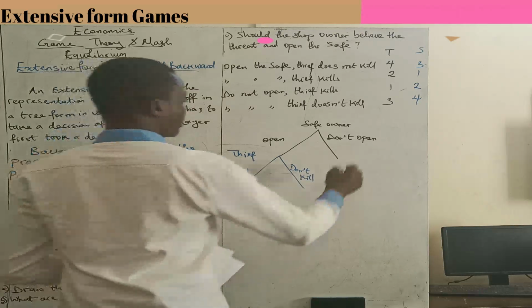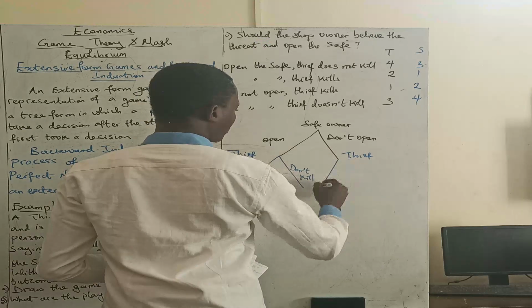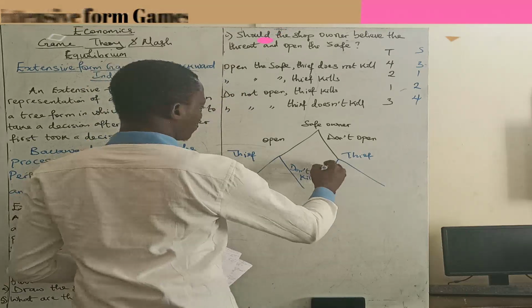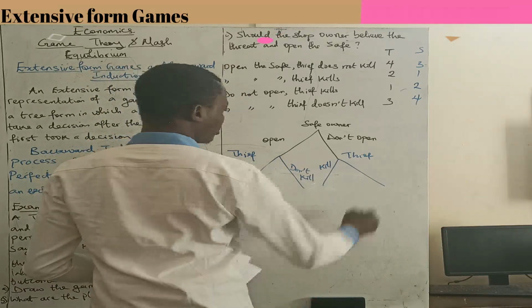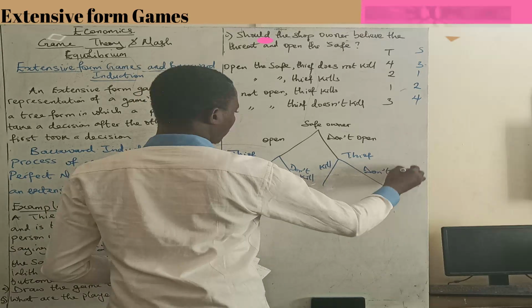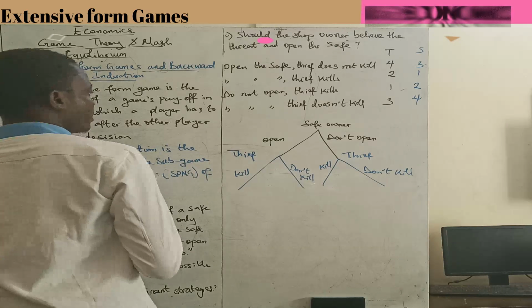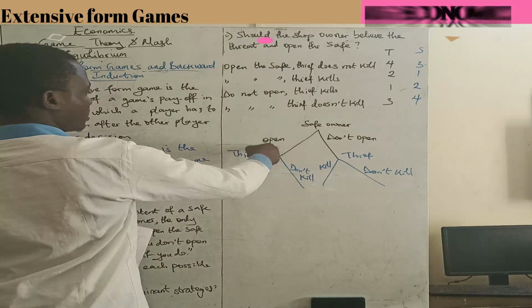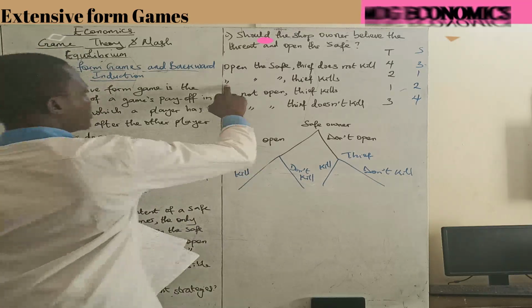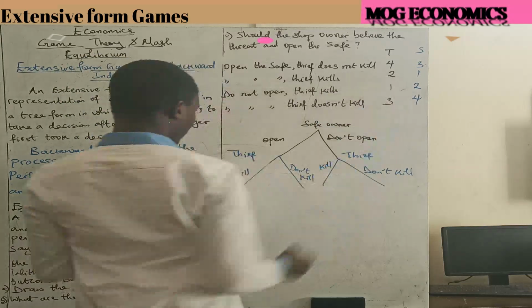If the owner does not open the safe, the thief can still do two things as well. The thief can choose to kill, and the thief can choose not to kill. Right. So if the safe owner opens the safe and the thief kills, so where is that? The safe owner opens the safe here and the thief kills. The thief gets 2, the safe owner gets 1.